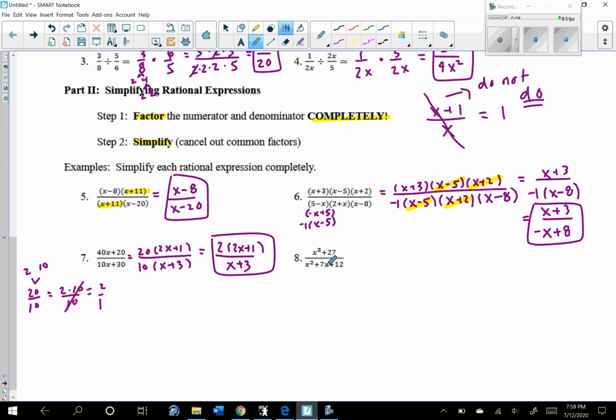Looking at the next one, now we also need to factor. So look for your GCF. There is none. There are two terms here, so we're going to look for patterns. It's a plus sign, so we can't use the difference of two squares. Also, this is being cubed, so I'm going to try the sum of cubes.